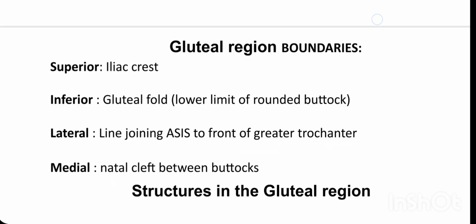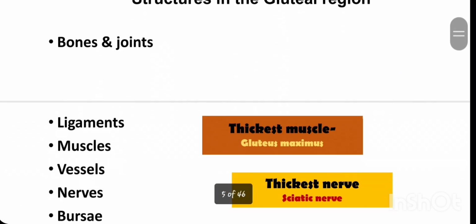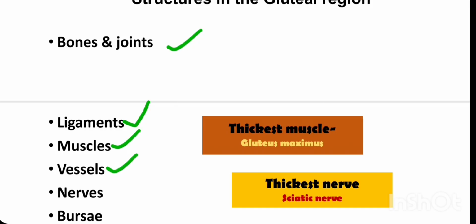What are the structures present in the gluteal region? We have bones and joints, ligaments, muscles, vessels in the sense of arteries, nerves, and bursa. All these will be present. The thickest muscle is the gluteus maximus. Coming to the muscles, we will discuss it. Coming to the nerves, the thickest nerve is the sciatic nerve. We will also discuss it.